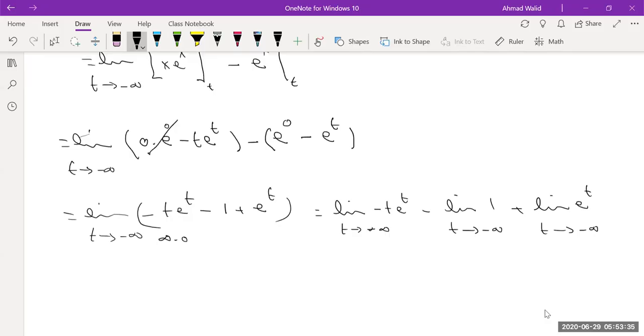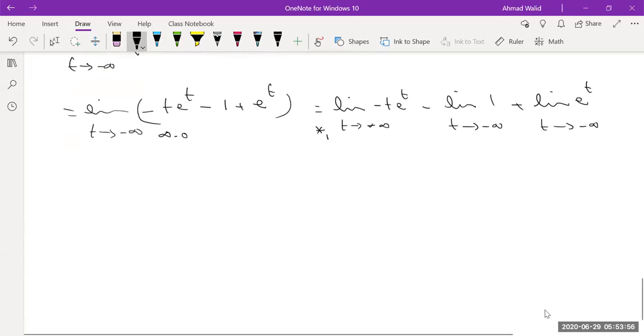Using L'Hopital's rule here, because you saw I have infinity times 0. First, it's a product, so I have to change it to a quotient, right? Then this one I can write. If I put a small star here and 1, let's deal with this limit. The others are easy, right? Then I put a star. It means I'm just solving this part for you.